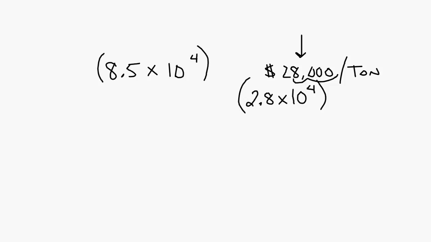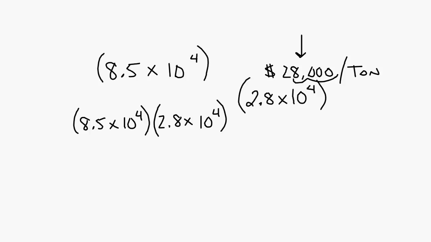So the problem left now is 8.5 times 10 to the 4th multiplied by 2.8 times 10 to the 4th. So your 8.5 times 2.8, 23.8 times 10, and remember you got to add these two 4s, so that's 10 to the 8th.